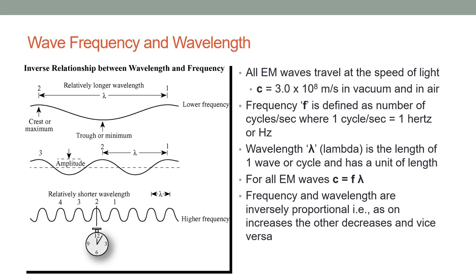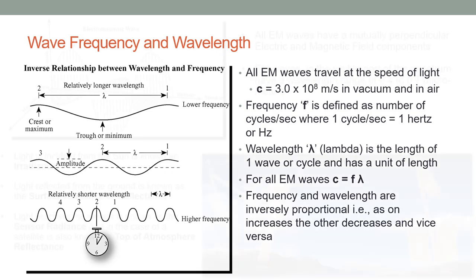Wavelength is given by the Greek letter lambda and is the length of one wave cycle, and it has a unit of length. And it turns out that for all waves in general, and therefore for electromagnetic waves as well, the speed of the wave is equal to its frequency times the wavelength. This is a very fundamental relationship that relates the speed of the electromagnetic wave c with its frequency and its wavelength. Given any two, we can solve for the third quantity. So once again, frequency and wavelength are inversely proportional to each other, such that as one increases, the other decreases, and vice versa.